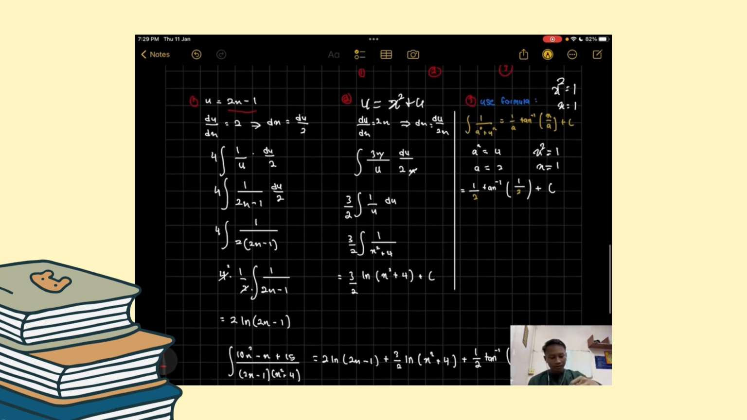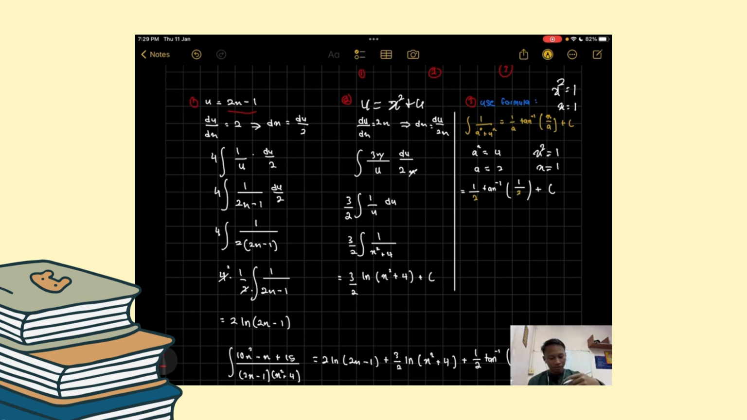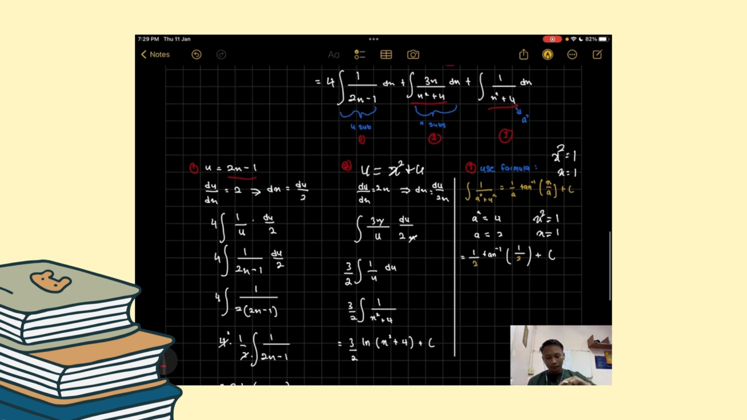The answer for number 1 is 2 ln 2x minus 1. We move to integrate number 2. Same as number 1, we use U substitution, and we take the value of U equal to x squared plus 4. Differentiating x squared plus 4, we got 2x, and the dx is du over 2x.